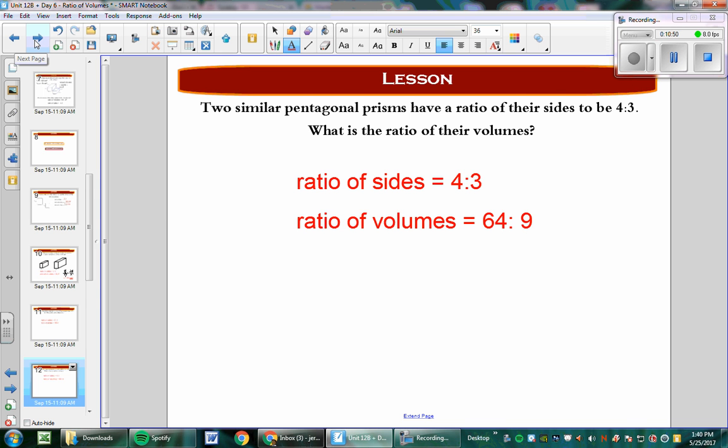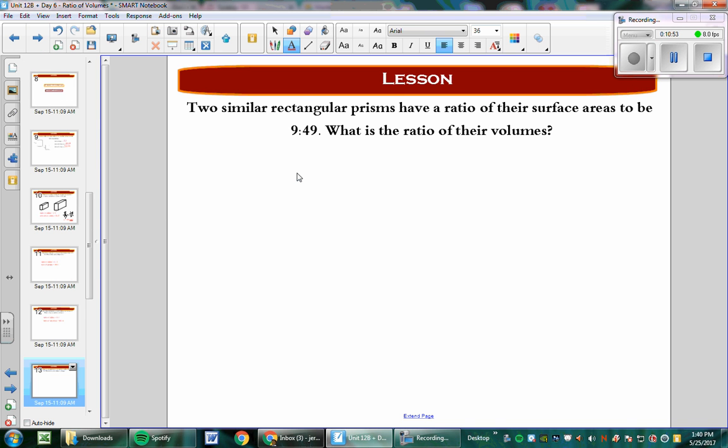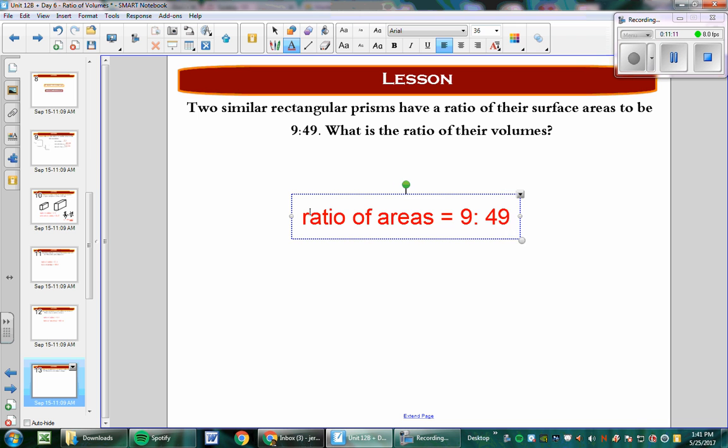All right, now it's going to get trickier in a second. If two rectangular prisms have a ratio of their surface areas of 9 to 49, what's the ratio of their volumes? So the ratio of areas is 9 to 49.